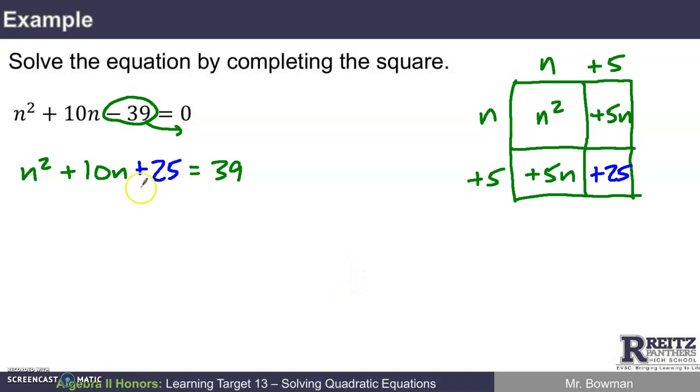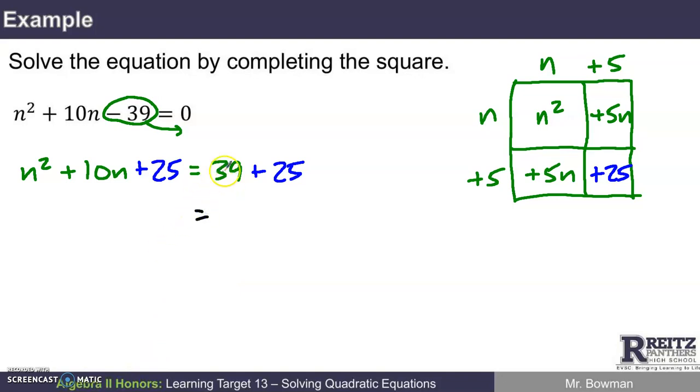But wait, you can't just take an equation and add 25 to one side of it, can you? If I add 25 on the left side of this equation, I'd better do it on the other side as well. I'm not allowed to break that equation, the addition property of equality. If I add something to one side, I've got to add it to the other side as well. So here's where the magic starts happening.